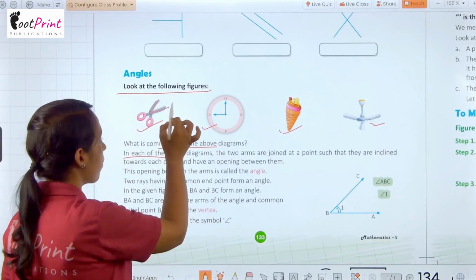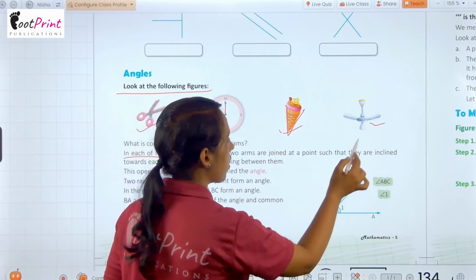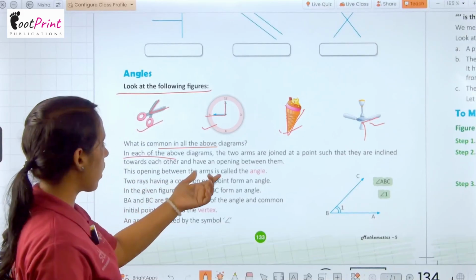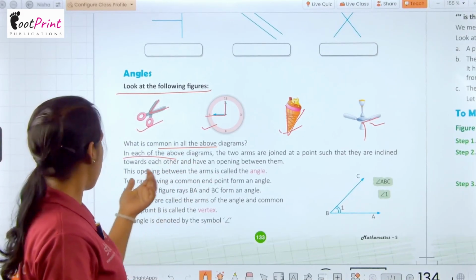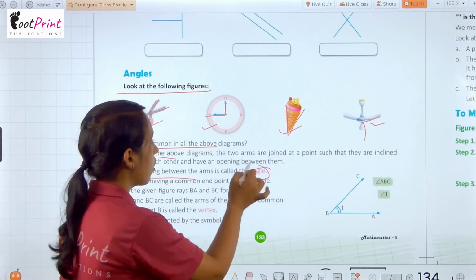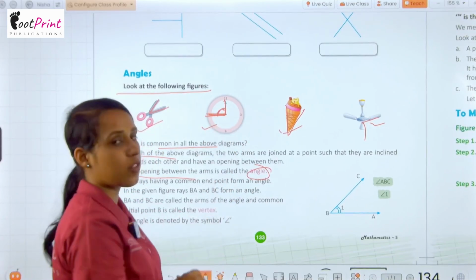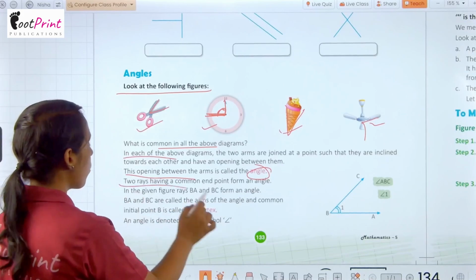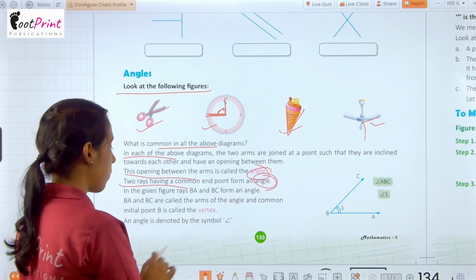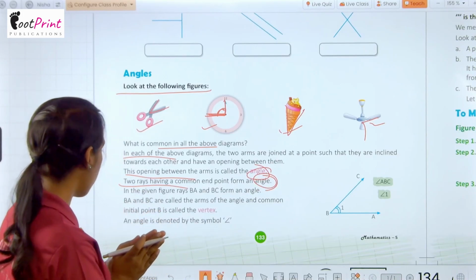So here we have this one. In this we also have, here we also have 2 rays, and in this we also have the 2 rays. Okay. So this opening between the arms is called an angle. So ये दो जो arms हैं, इनके बीच में जो ये opening है, this is called angle. 2 rays having a common end point form an angle. कि एंगल को फॉर्म करने के लिए 2 रेज का एक कॉमन पॉइंट होता है.